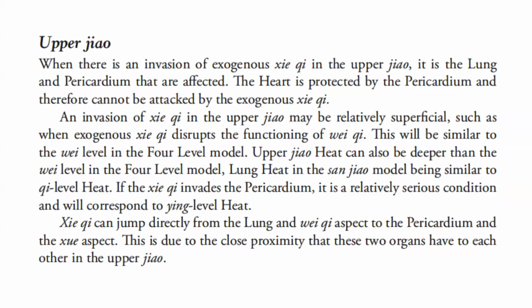An invasion of pathogenic qi in the upper jiao may be relatively superficial, such as when exogenous pathogenic qi disrupts the functioning of wei qi. This will be similar to the wei level in the four-level model. Upper jiao heat can also be deeper than the wei level in the four-level model, lung heat in the San Jiao model being similar to qi level heat. If the pathogenic qi invades the pericardium, it is a relatively serious condition and will correspond to yin level heat. Pathogenic qi can jump directly from the lung and wei qi aspect to the pericardium and the blood aspect. This is due to the close proximity these two organs have to each other in the upper jiao.